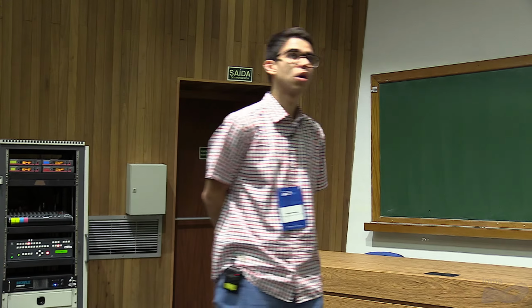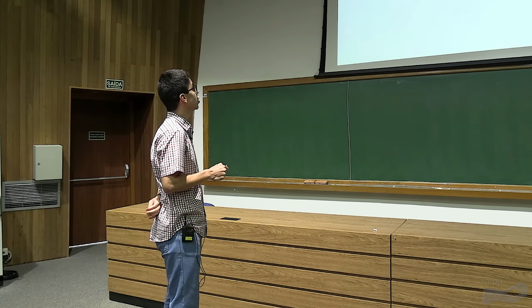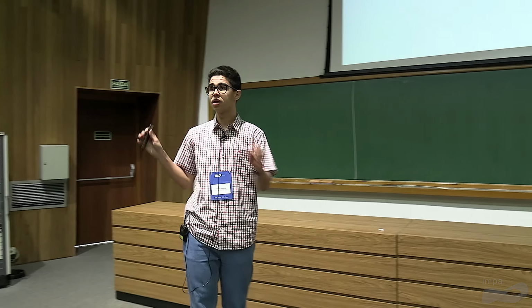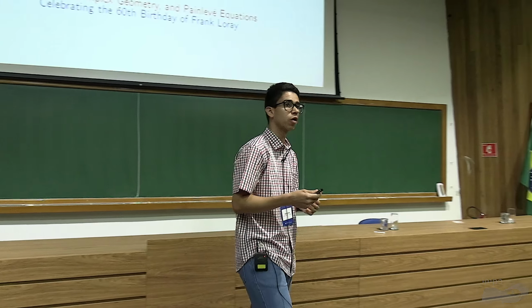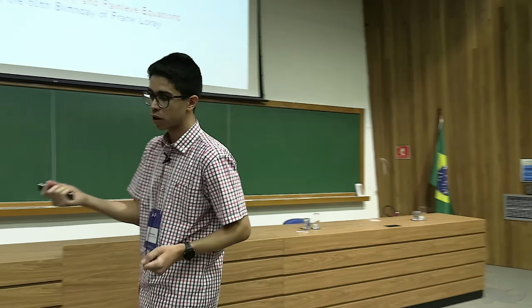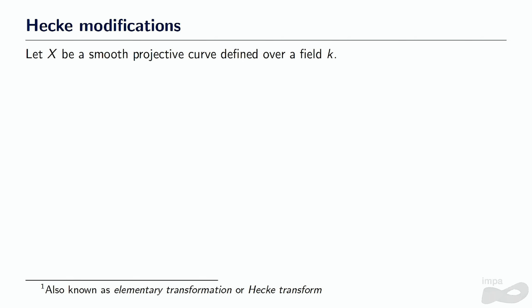So my plan for this talk is to tell you about a correspondence between Hecke modifications and parabolic structures, actually quasi-parabolic structures on a vector bundle. So the goal of the talk is that I want to tell you about how I can go from a Hecke modification of a vector bundle to a quasi-parabolic structure, and how I can go back from a quasi-parabolic structure to a Hecke modification. So to put everybody on the same page, I want to define what a Hecke modification is.